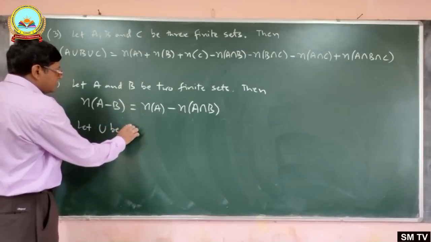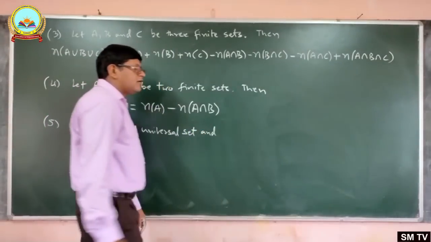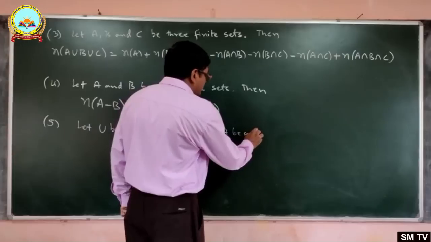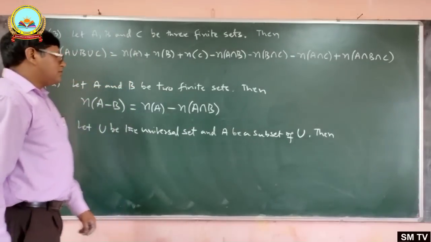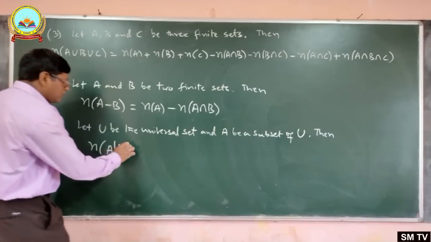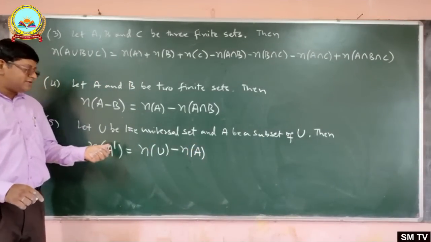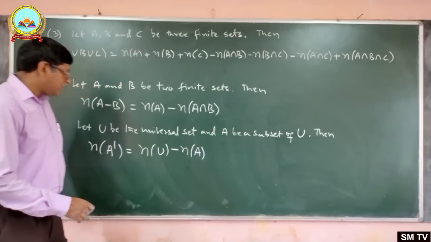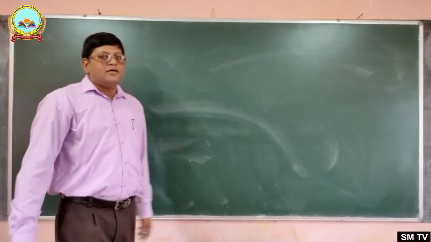Let U be the universal set and A be a subset of U. Then n of complement of A is equal to n of U minus n of A. The number of elements present in the complement of the set A is equal to the number of elements present in the universal set minus the number of elements present in the set A. Okay, so here also you can easily prove this result. I'm going to prove result number 5.